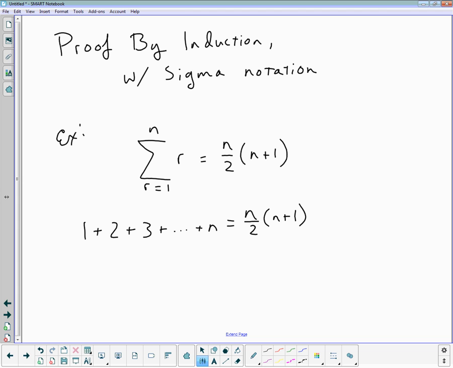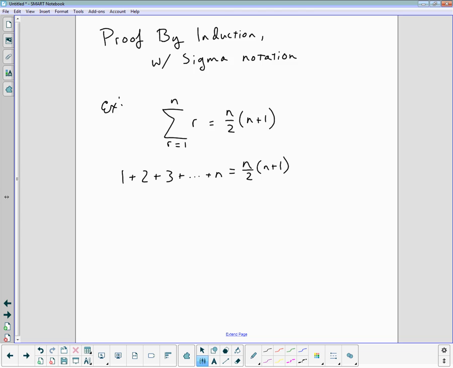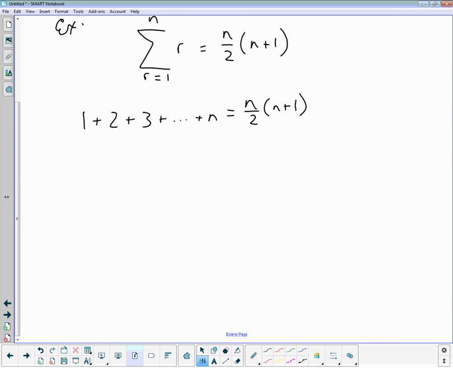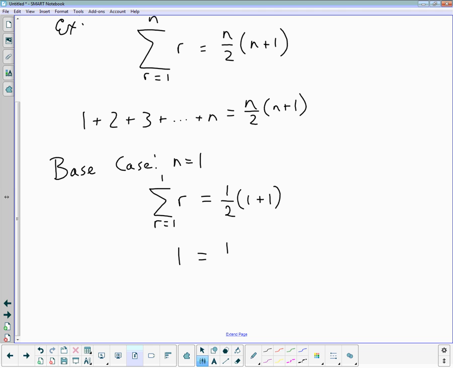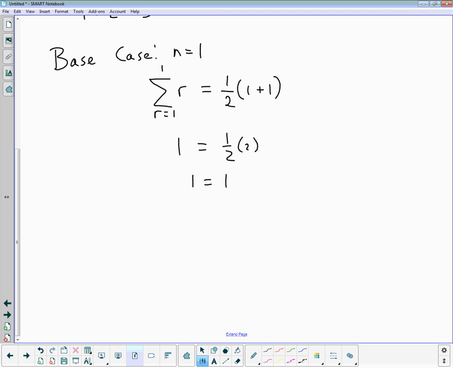Now, what we need to do, if you think about this, first of all, let's do the base case. So base case is what? N equals 1. So the sum of r going from 1 to 1 of r is equal to 1/2 of 1 times 2, which is equal to 1. So the base case holds.